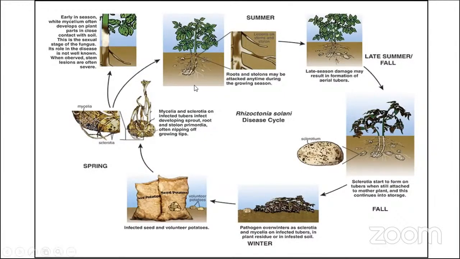During summer, the roots and stolons may be attacked anytime during the growing season. In the late season, damage may result in the formation of aerial tubers. As we know from the symptoms, there will be greenish aerial tubers like potatoes, very small but green in color. That's why the name aerial tubers is given to the disease. And that's how the cycle gets repeated.